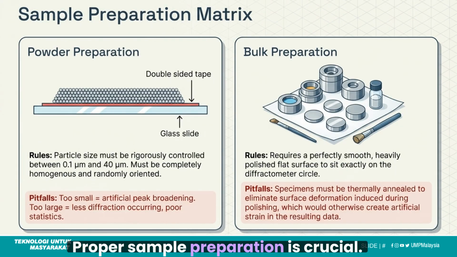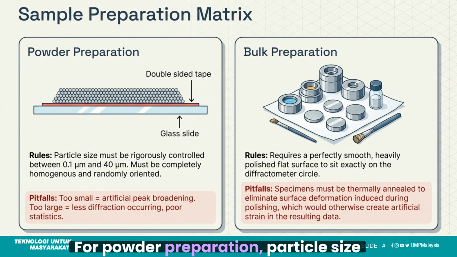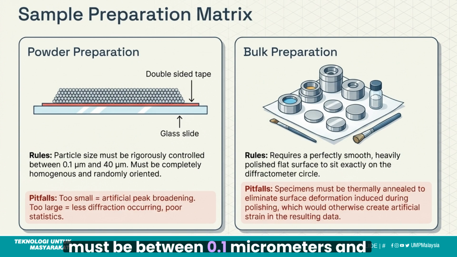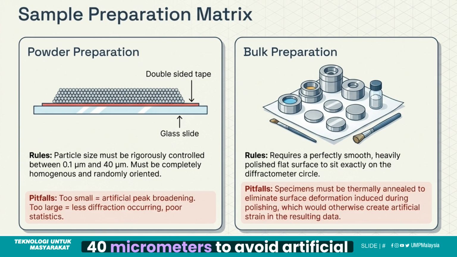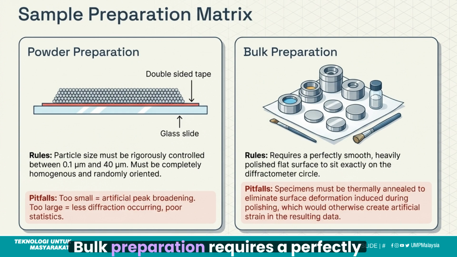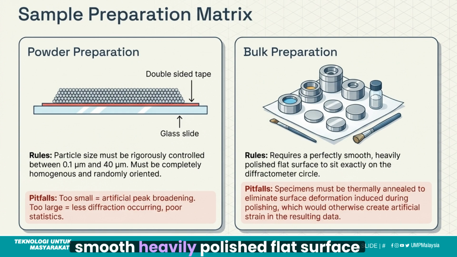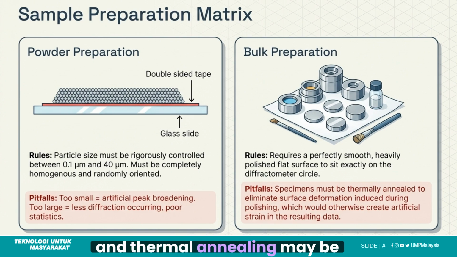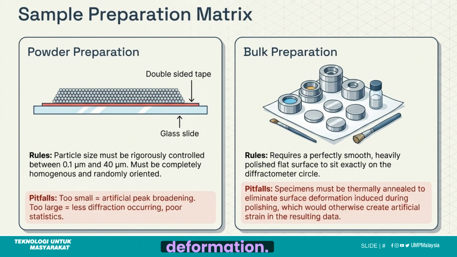Proper sample preparation is crucial. For powder preparation, particle size must be between 0.1 micrometers and 40 micrometers to avoid artificial peak broadening or poor statistics. Bulk preparation requires a perfectly smooth, heavily polished flat surface, and thermal annealing may be necessary to eliminate surface deformation.